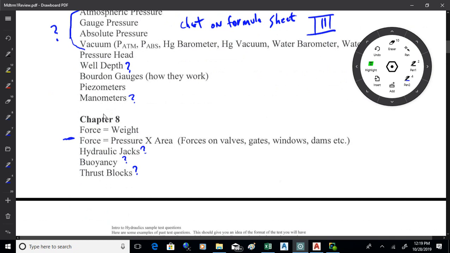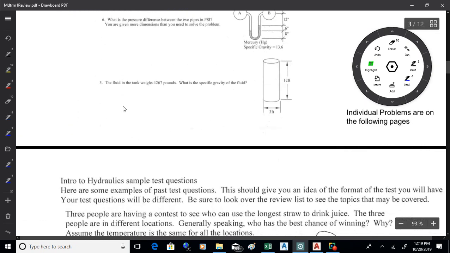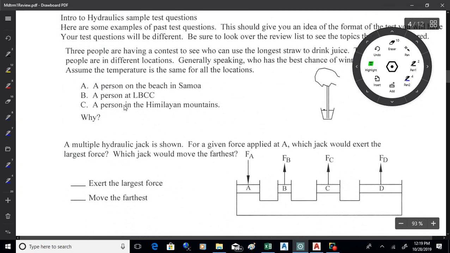So this thing will look a lot like homework, a lot of these problems, same sort of thing. Here are some old test questions that I put on some tests. The first one, 3 people are having a contest to see who can use the longest straw to drink juice. Who's going to win? Person on the beach in Samoa, person at LBCC, or person in the Himalayan mountains?